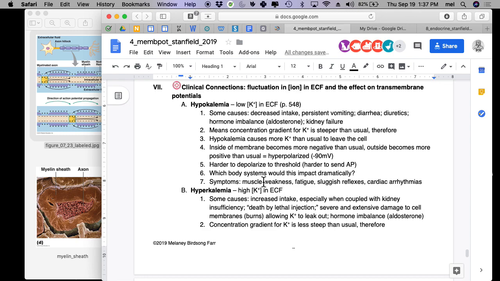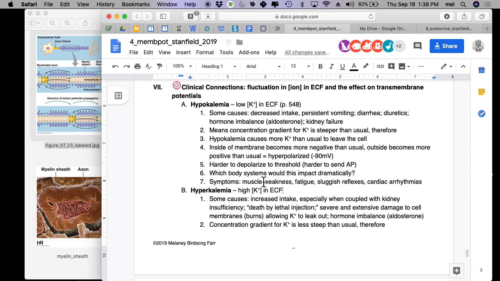Okay. So hypokalemia is pretty much being hyperpolarized too much or too long. You can't say that unless you can describe the entire process. So don't try to make it shorter.